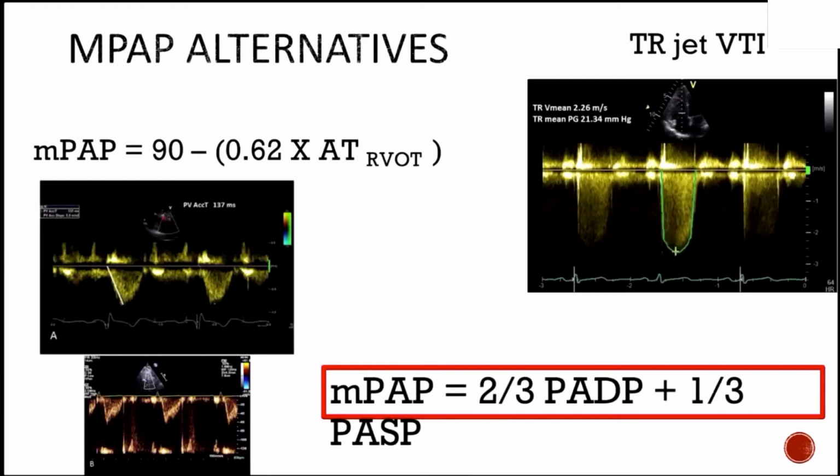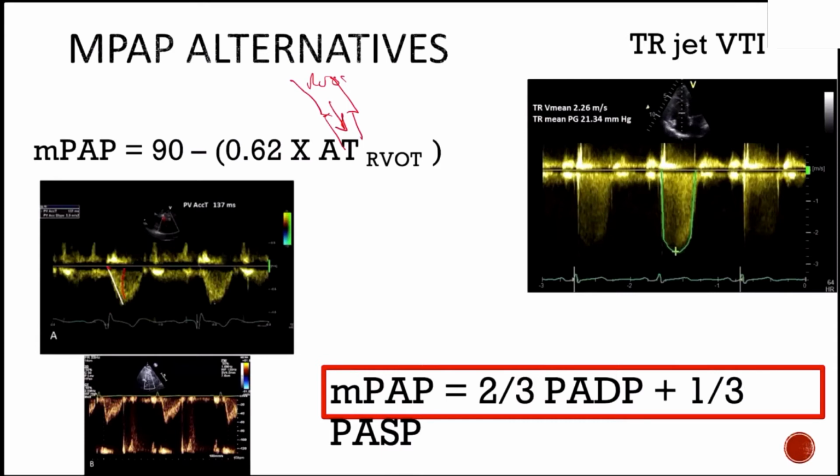So I don't think you need to memorize these, but I want you to know what they are because you may read them in textbooks. There are 4 other major ways, but these are the 3 major ways to calculate your mean PA pressures. You can either do 90 minus 0.62 times your acceleration time. And remember, we spoke about our pulmonary artery acceleration time in 2 separate lectures. That's this area here, looking at your pulmonic artery outflow tract, the same thing we just looked at. Your pulmonary artery here, your RVOT, and we're watching the velocity come out this way, going away from the probe, so a negative deflection.